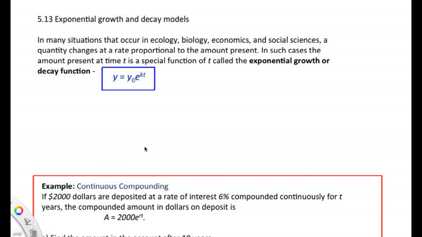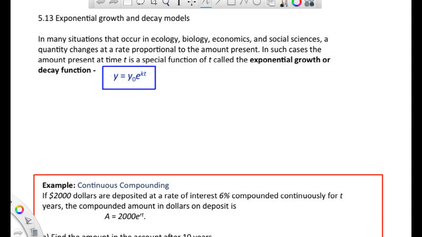5.13 Exponential Growth and Decay Models. Alright, so we need to talk a little bit about some stuff that you're going to see in your science classes, particularly, but you will also see this in business classes and economics and that kind of stuff. And that would be exponential growth or decay functions. And they're usually in this kind of format.